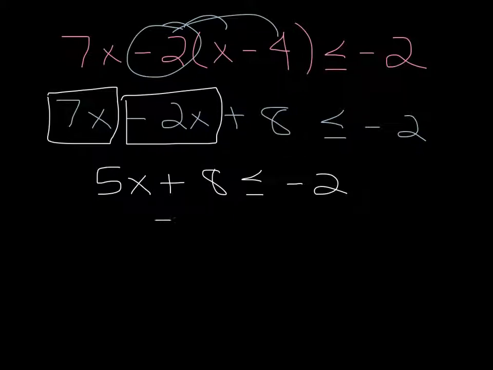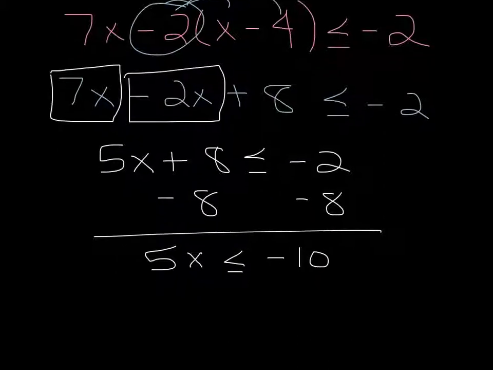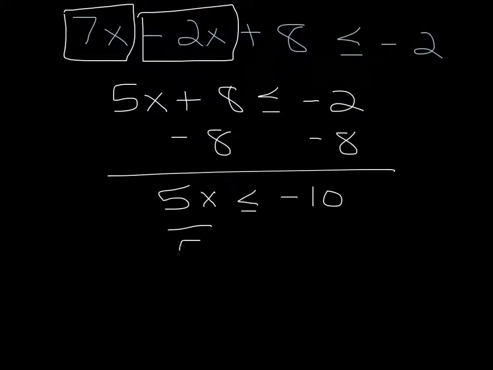And now I'm going to subtract 8 from both sides, and I end up with 5x is less than or equal to negative 10. My final step here is to divide by 5, and I have x is less than or equal to negative 2.